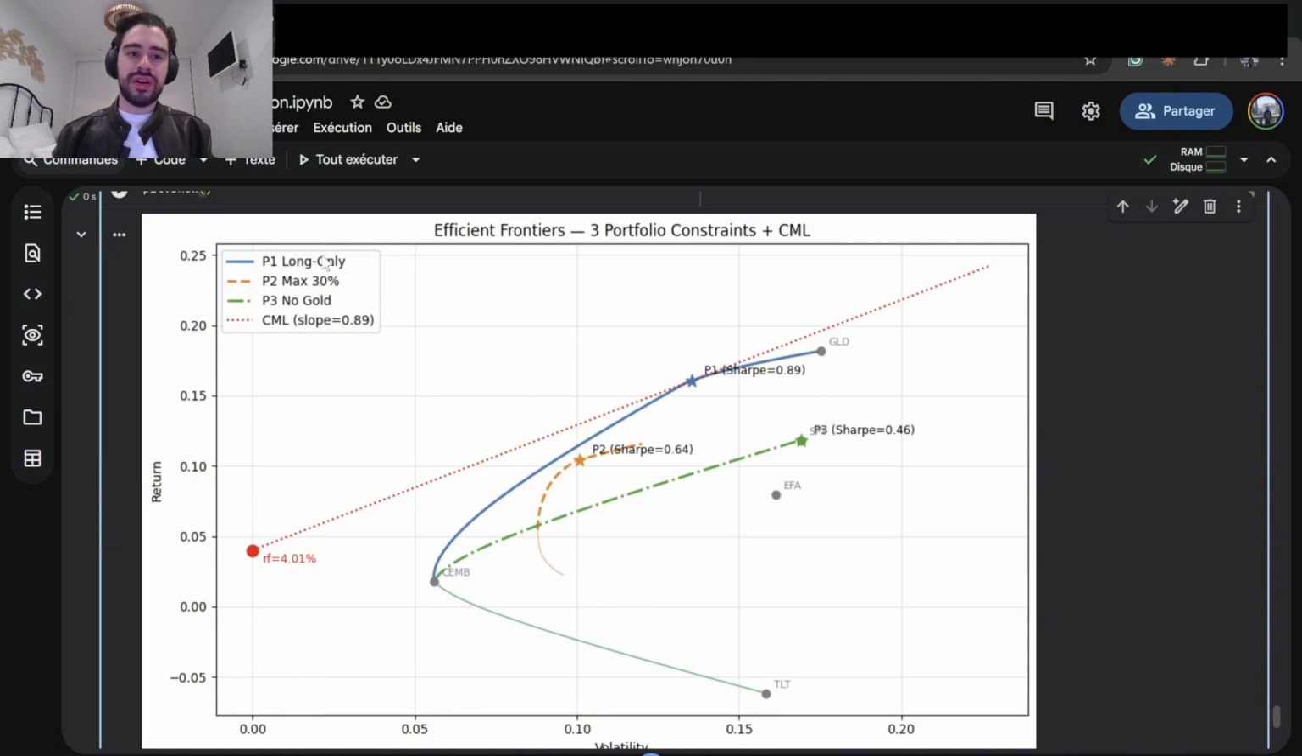So in the end, the most effective portfolio is the long-only, because you don't have constraints, so you can get a higher Sharpe ratio. And on the efficient frontier, you have potentially higher Sharpe ratios than the other portfolios.